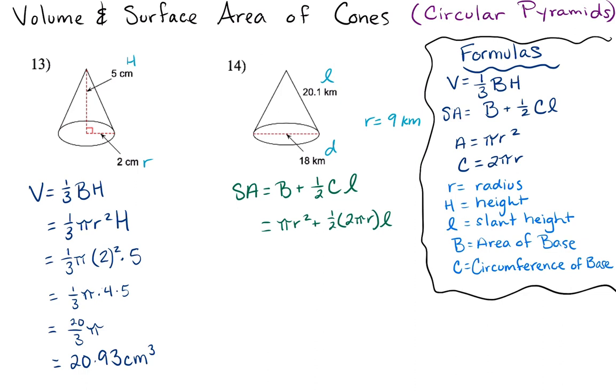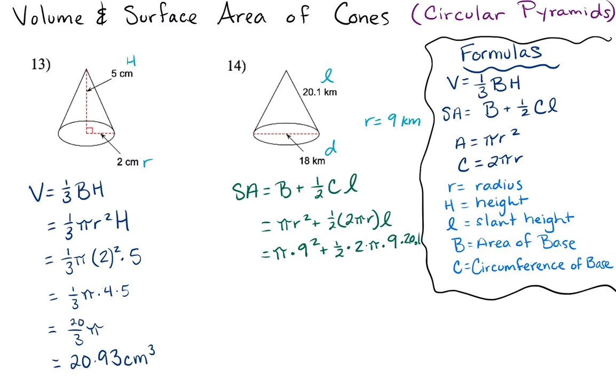Now we can go back to our formula. We can start replacing in some values. So we get pi times 9 squared plus 1/2 times 2 times pi times 9 times 20.1.